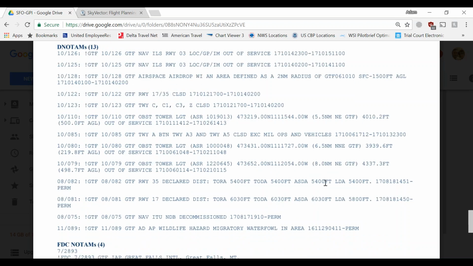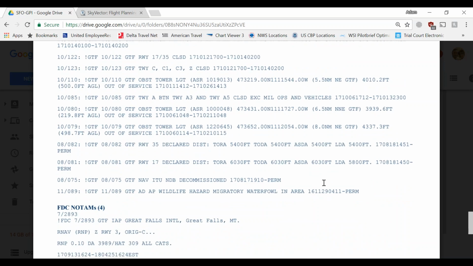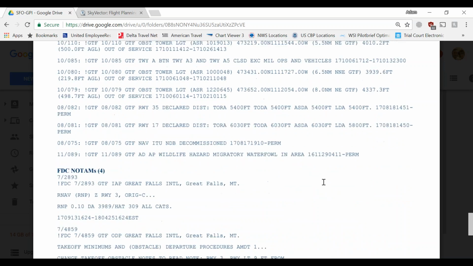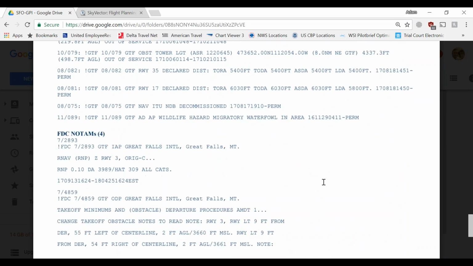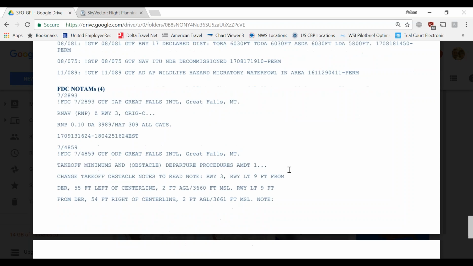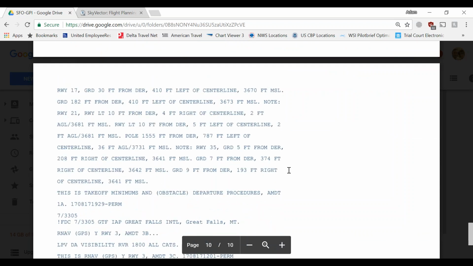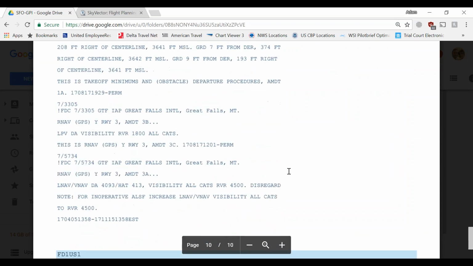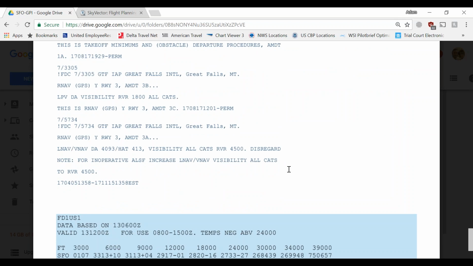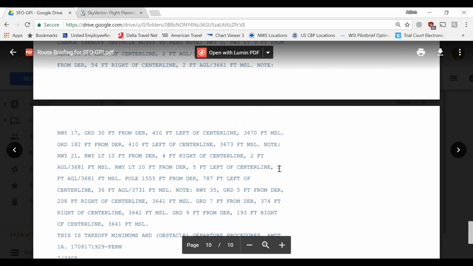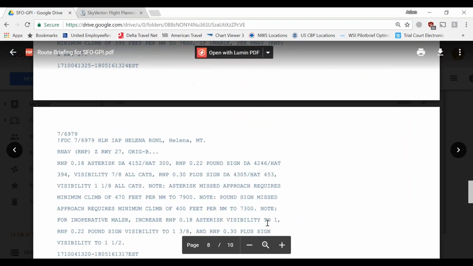Anything else in there? Everything else looks good. DC NOTAMs are all RNAV stuff. Okay. So, go back to our trusty friend Helena.